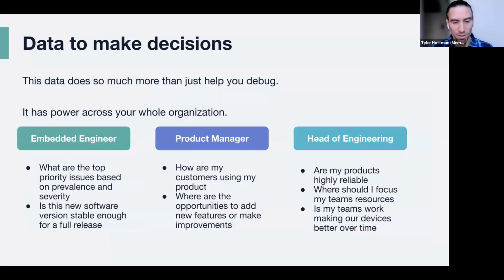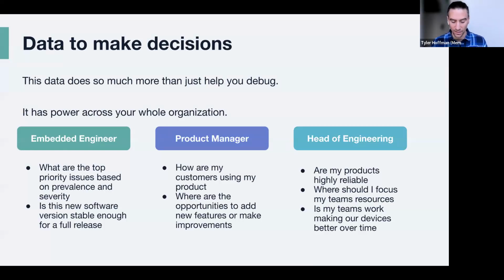And so depending on who you are here, I think there's a little bit of a Memfault story for everyone at the company, whether you are an engineer like I was, whether you are a product manager who owns the product and the success of the product, or the head of engineering where you own the engineering team and their success. As an embedded engineer, it's: what should I be working on and what are my top priorities? Did I make a change and did it get better or did it get worse?